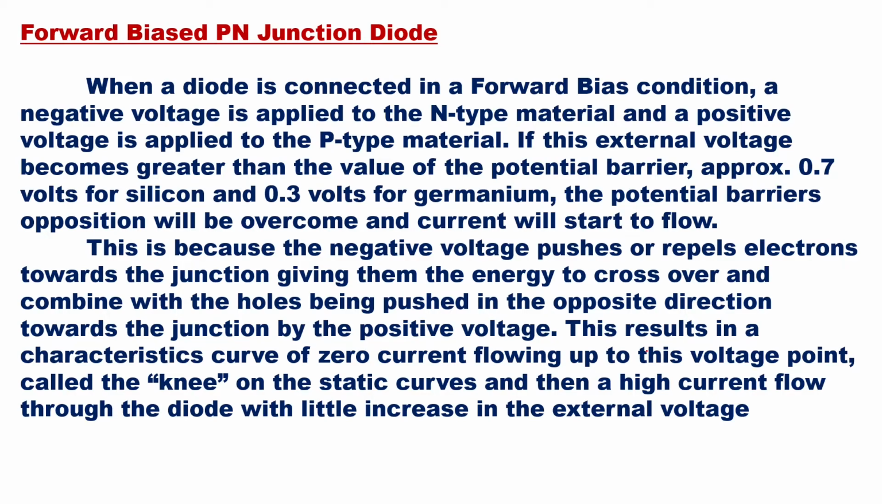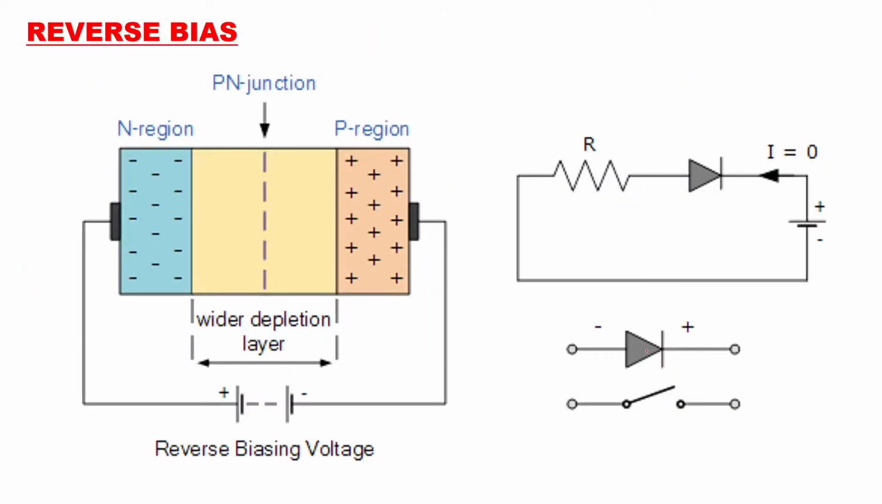This results in a characteristic curve of zero current flowing up to this voltage point, called the knee voltage on the static curve, and then after the applied voltage overcomes the knee voltage or the potential barrier, a high current flows through the diode with little increase in external voltage. This is what we have seen in forward bias condition. Then we'll go to see what is a reverse bias condition.